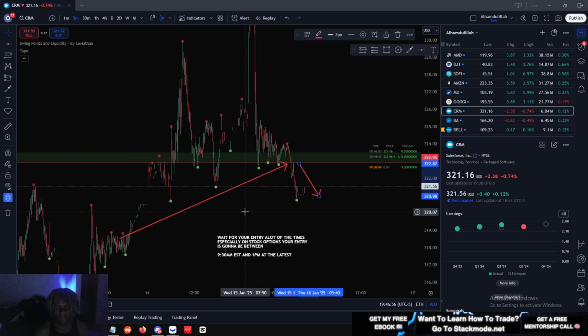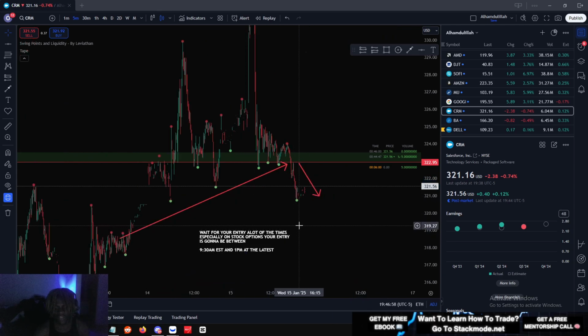Yeah, on TradingView it does. But 9:30 is still 9:30 no matter what. So 9:30, and a lot of times your entry is not going to be past like 1 o'clock. So yeah, cool.